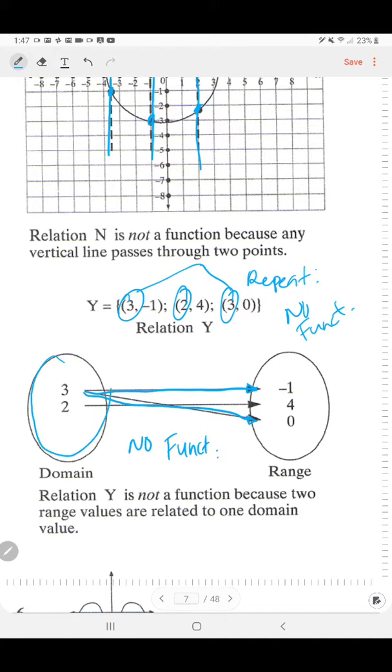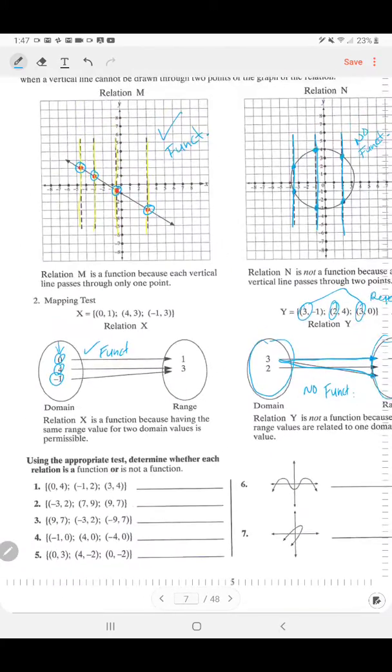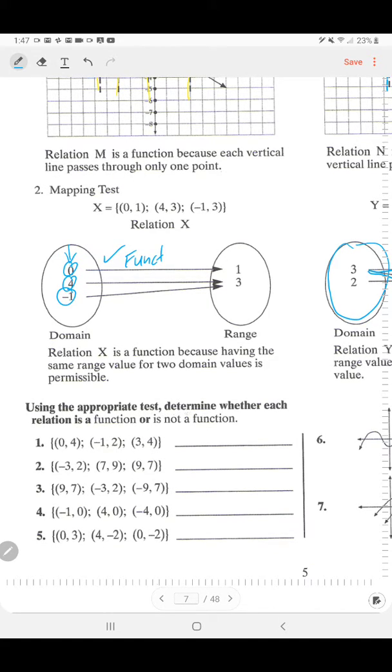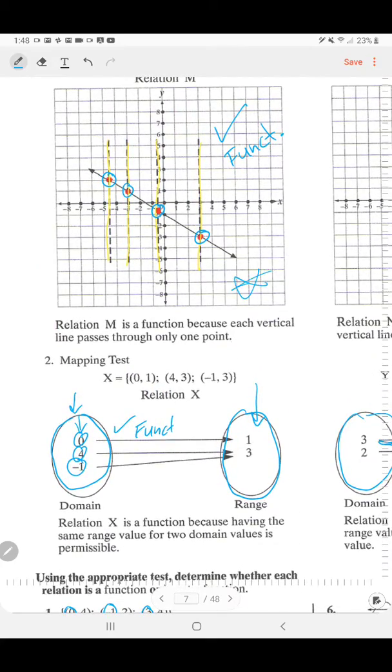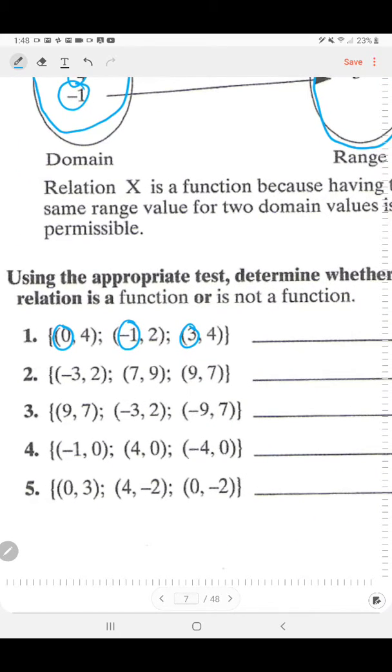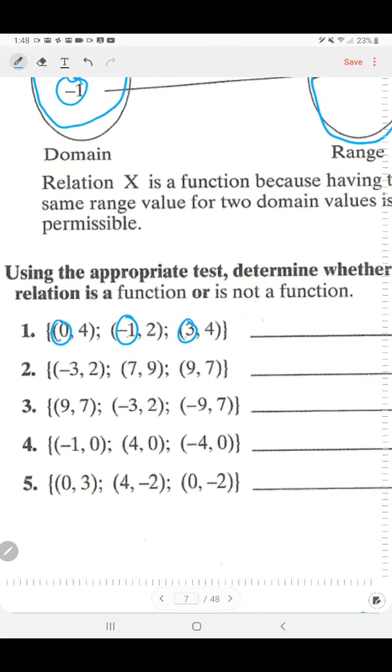This right here is called mapping, which is what they want you to do down here. It says using the appropriate test, determine whether each relation is a function or not. For me, all you need to do is look at the x's, and if they repeat, then no. If they don't repeat, then it is a function. But for Miss Maria, you want to make sure that you write your x's in here and your ranges in here, just so she can see that you did it, or do it on a graph with the line test, because it says to do the appropriate test. Just looking at my x's, 0, -1, and 3, no repetition. So yes, this is a function because there's no repeating x's.